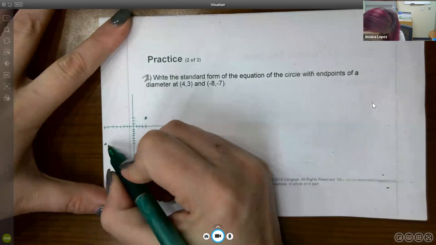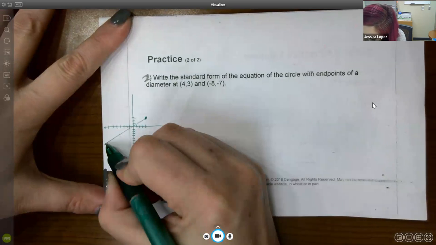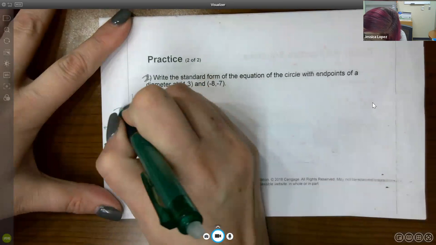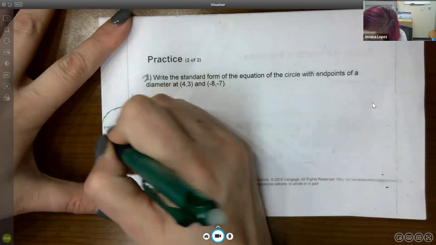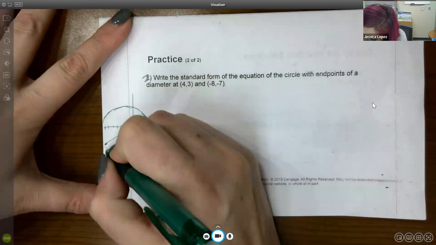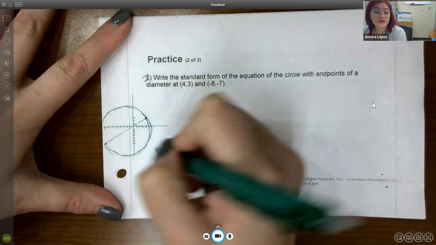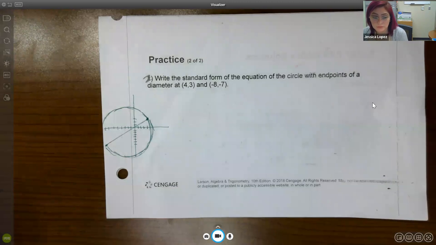They're telling me that this is the diameter of the circle, which means it goes right across the circle. So to me, that means that my circle is like this. Now, I don't have a lot of space there, so I'm trying my best to draw a circle, but you get the idea, okay? So there's the circle, and these two points create the diameter, okay?